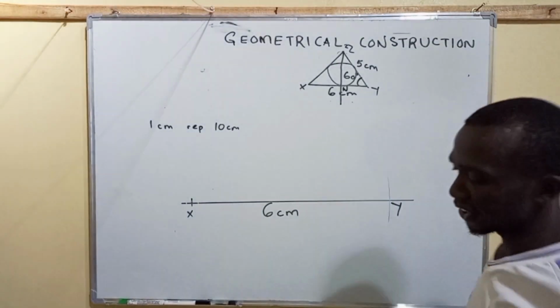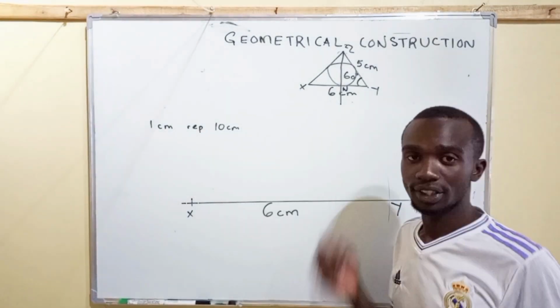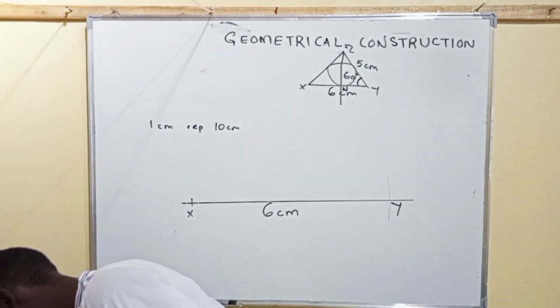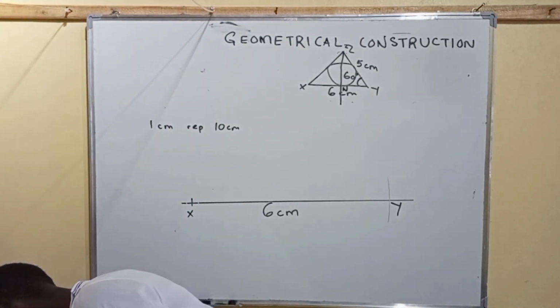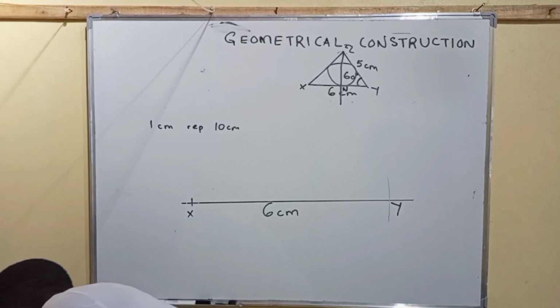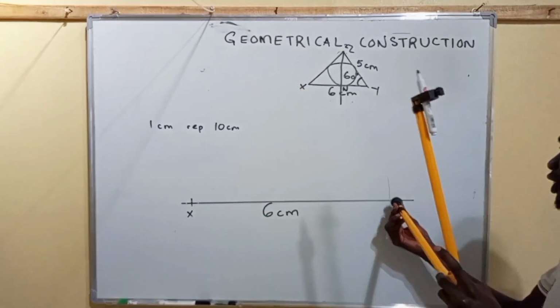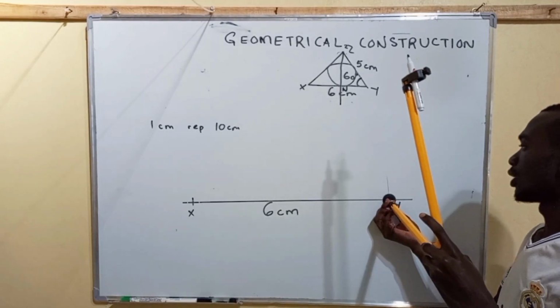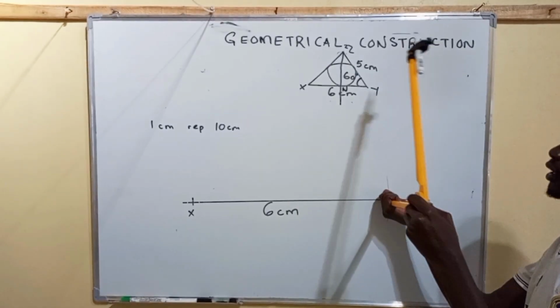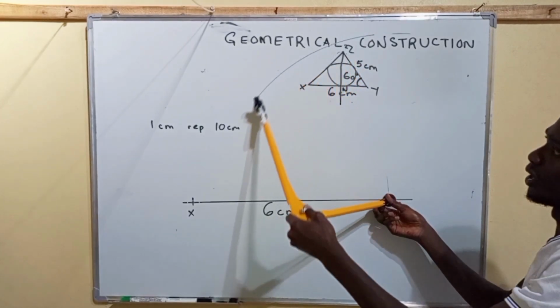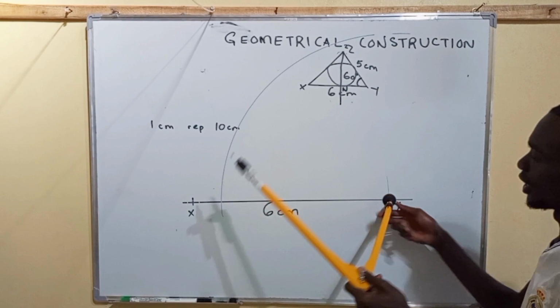And YZ should be 5 centimeters. That will be equivalent to 50 centimeters. So this is my 50 centimeters. I stand at this particular point Y, and I make an upper arc along the line. It should be 50 centimeters.